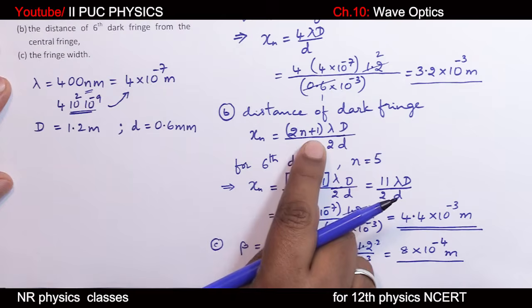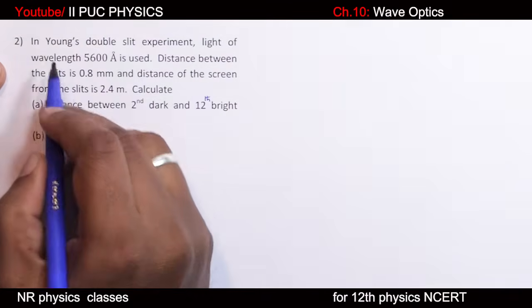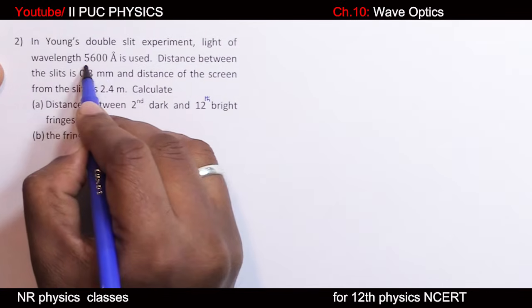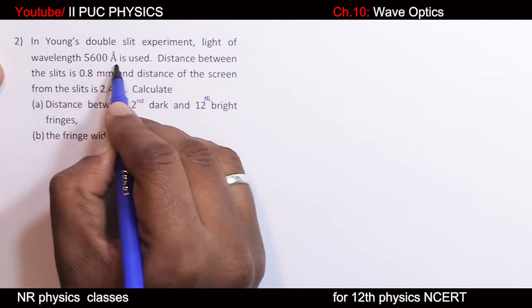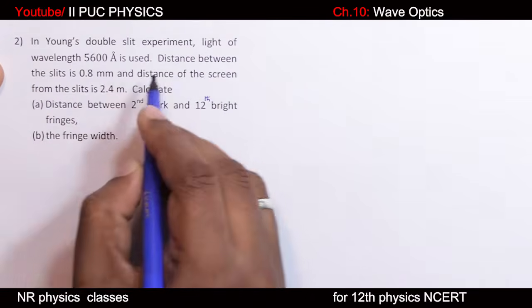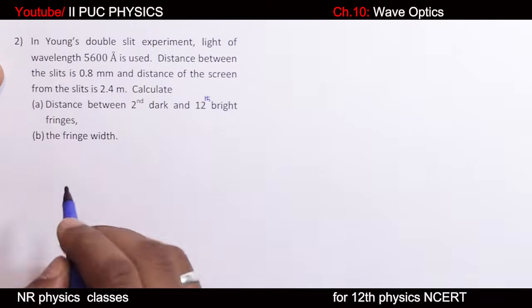Before writing the equation, make sure that you write a statement. In Young's double slit experiment, light of wavelength 5600 angstrom is used. Distance between the slits is 0.8 millimeter. Distance of the screen from the slits is 2.4 meter.